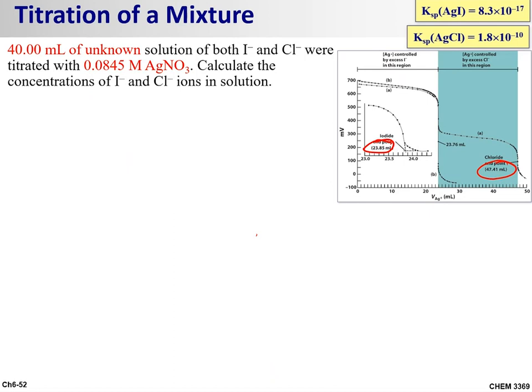The second endpoint is at 47.41 milliliters of the titrant. But that's the total volume. This volume was used to precipitate iodide and chloride. If you want to know how much titrant was used to precipitate chloride, you have to subtract the first endpoint, 23.85, from 47.41, because 23.85 milliliters of the titrant was used to precipitate iodide. And now we're calculating chloride. So that's the only thing to keep in mind when you're doing these calculations.